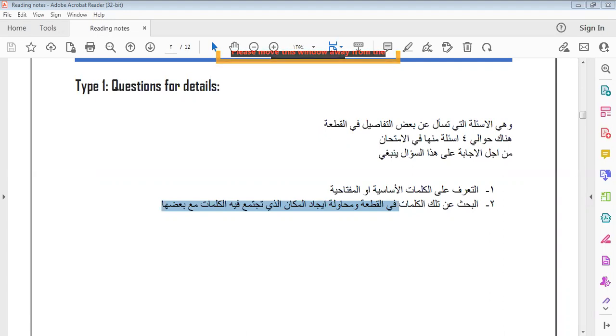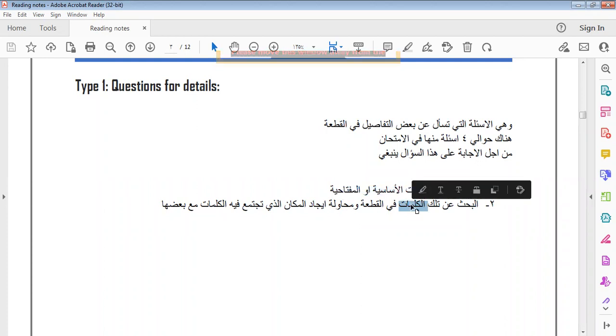So I want you to keep in mind that I may not have the same word. I don't need to have the same word that is in the question. I may have a synonym. Okay. So first we need to define the keywords, to search for these words or their synonyms in the passage. Okay.